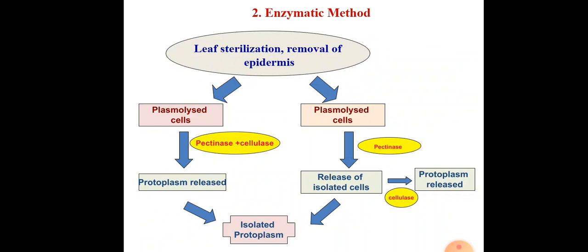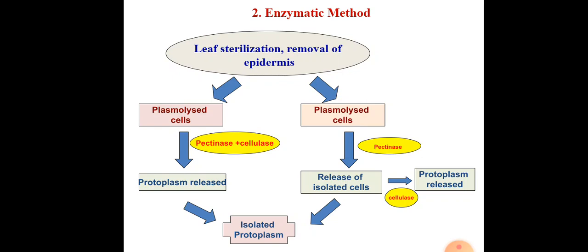This method is quite common as well as recommendable. The first step is leaf sterilization and removal of the epidermis of the leaf. Then we can follow two methods of the enzymatic approach. One is to put the plasmolyzed cells with the two enzymes, pectinase as well as cellulase, together, and we can have the protoplast released, and we isolate the protoplasm.